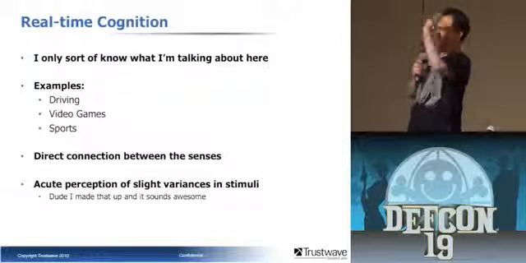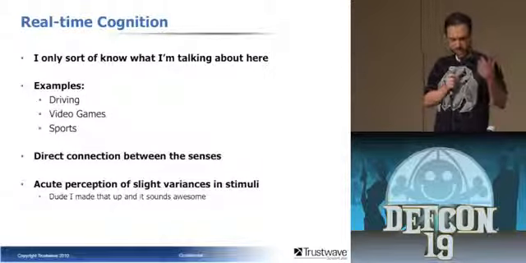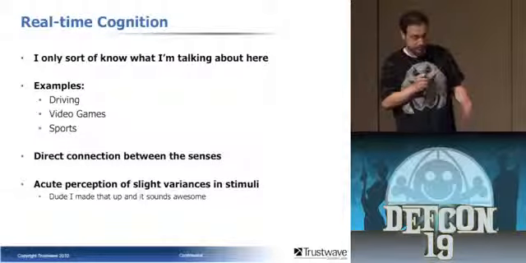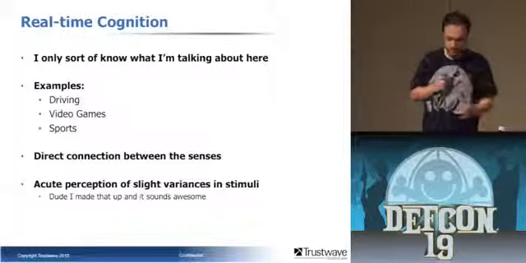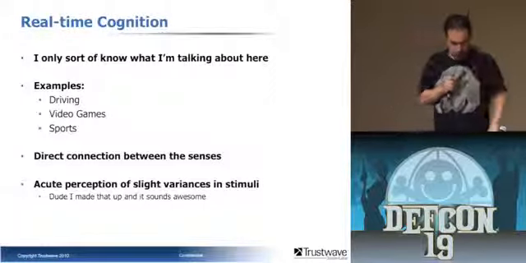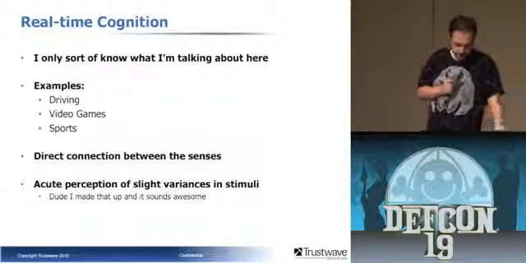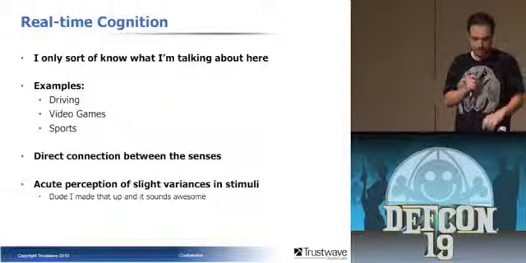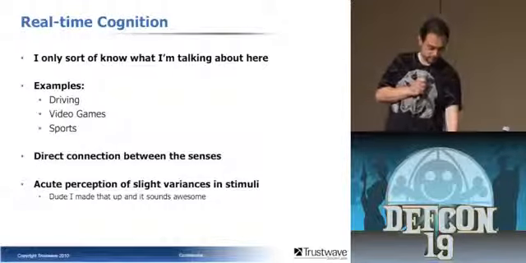It's a direct connection between the senses, right? You're able to react to something. You're able to see it, it's out of the corner of your eye, but you're able to do something about it. It's the same with a video game, a little sniper and whatever. You can get really good at that, but you're not thinking about it. You're just doing it. It's acute perception of sight variances and stimuli, which sounds awesome.